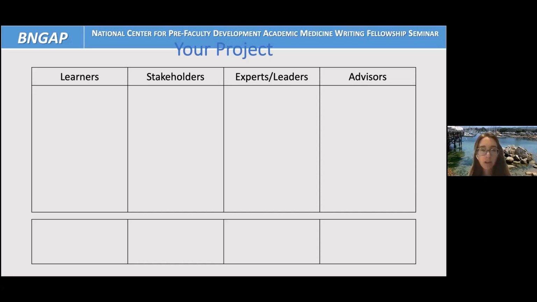So I think for learners, I'm going to have a broad range, but focus on program directors and department chiefs. Stakeholders are going to be the program directors and department chiefs. Experts and leaders, I think Dr. Sanchez may be able to help me with this. Advisor. So my lead program coach advisor is definitely in that category as well. Dr. Alvarez.